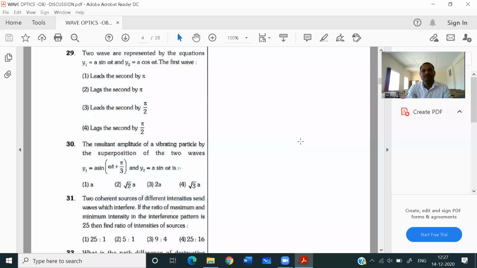Question number 29. Two waves are represented by the equations y1 is equal to a sin omega t, and another equation is given as y2 is equal to a cos omega t. Then they are saying the first wave lags the second by pi by 2, or leads the second wave by pi by 2. This can be known by knowing the phase angle between these two.